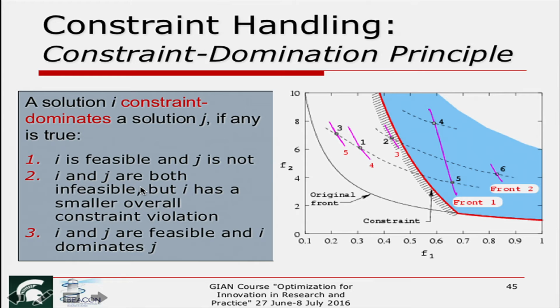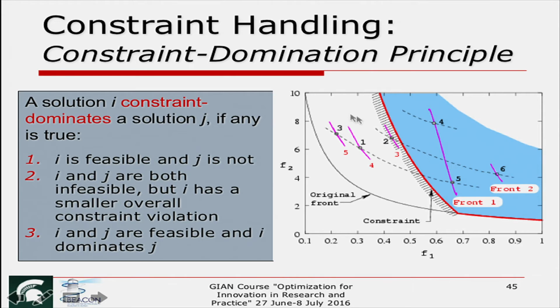Then we don't even look at the domination or anything. We just look at which one has a smaller constraint violation. Very similar to the single objective. And if both are feasible, that means both satisfy all constraints, then we look at which one actually dominates the other, the usual definition. Very simple change, right? No parameter again. And see the effect that it will have.